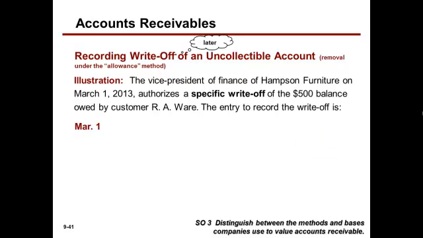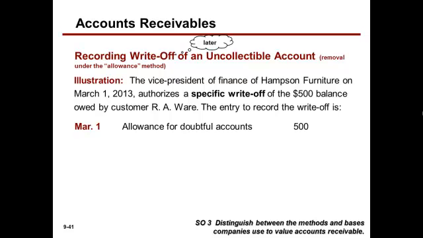Now, much later, we learn that a specific account will be removed because it demonstrates that it will not be collected. So the Vice President of Finance for our company, Hampson, authorizes a specific write-off of a $500 balance from customer R.A. Ware. What's the entry we make to record this write-off under the allowance method?